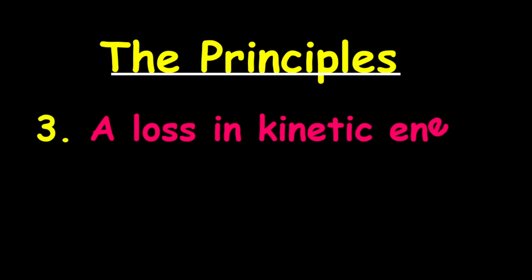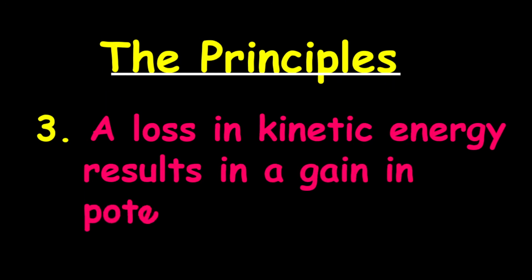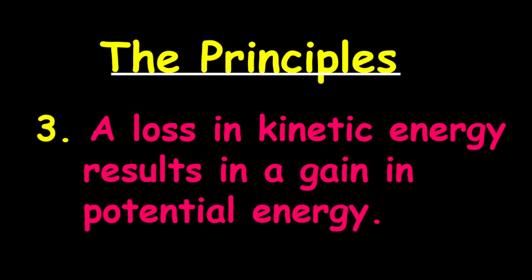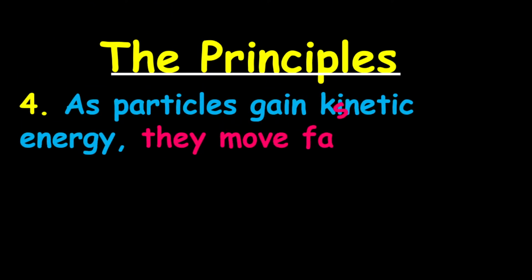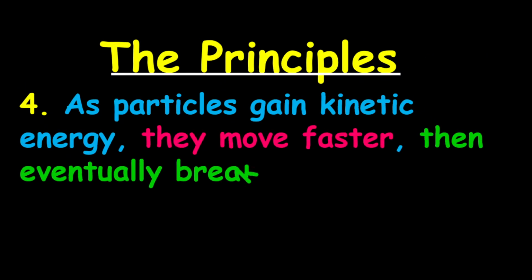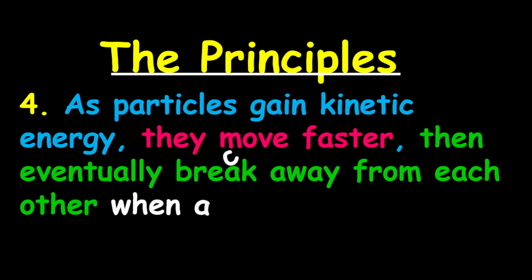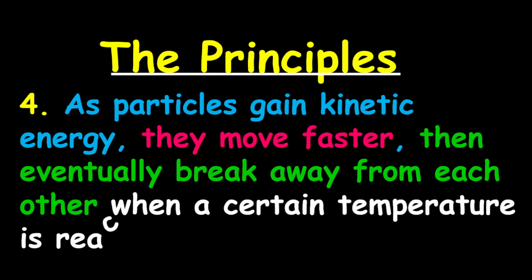Now, the third principle I want to make mention of is that a loss in kinetic energy results in a gain in potential energy. Now, the other principle will be very important for us to understand the concept. As particles gain kinetic energy, they move faster, then eventually break away from each other when a certain temperature is reached. So what this means is that a substance may change phase or state only when a certain temperature is reached.